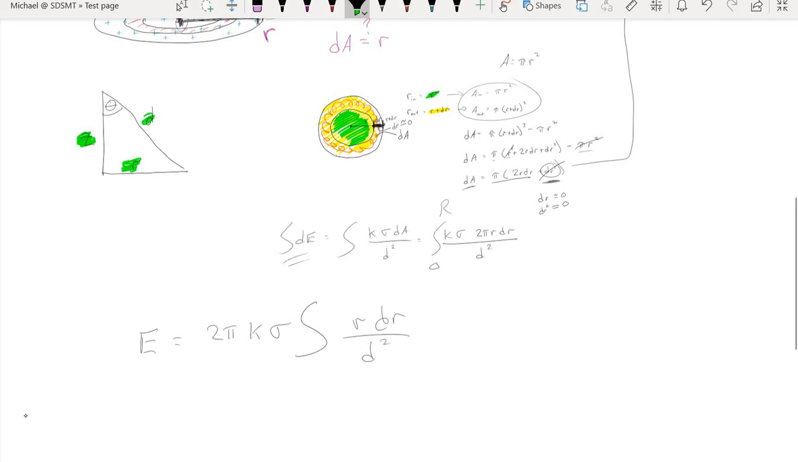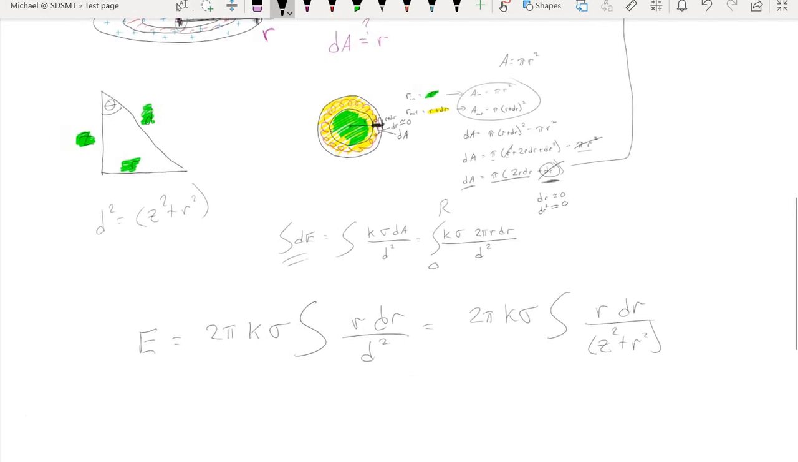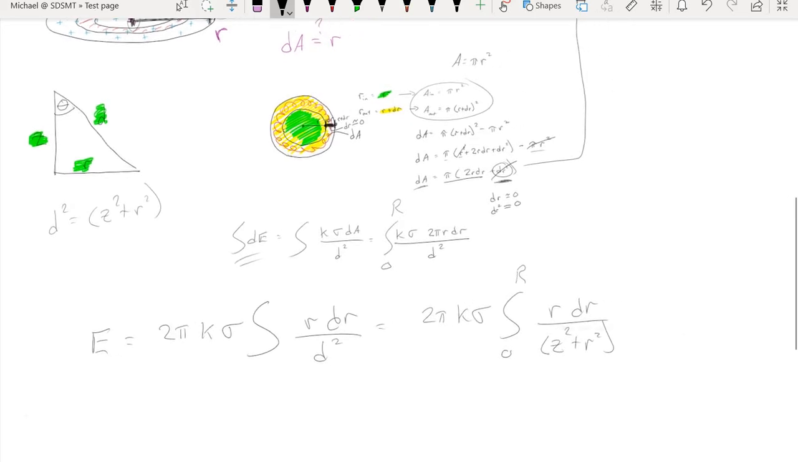Well, I can do that, no problem. That's another Pythagorean theorem. d squared is going to equal z squared plus little r squared. So 2 pi k sigma, r dr over z squared plus r squared. And we can also put in the limits, because we said that r was going to have to be evaluated from 0 to big R.